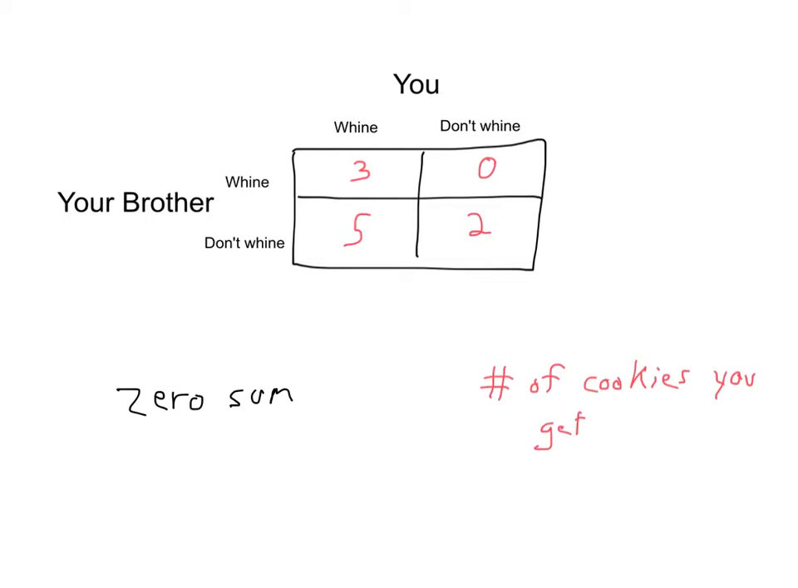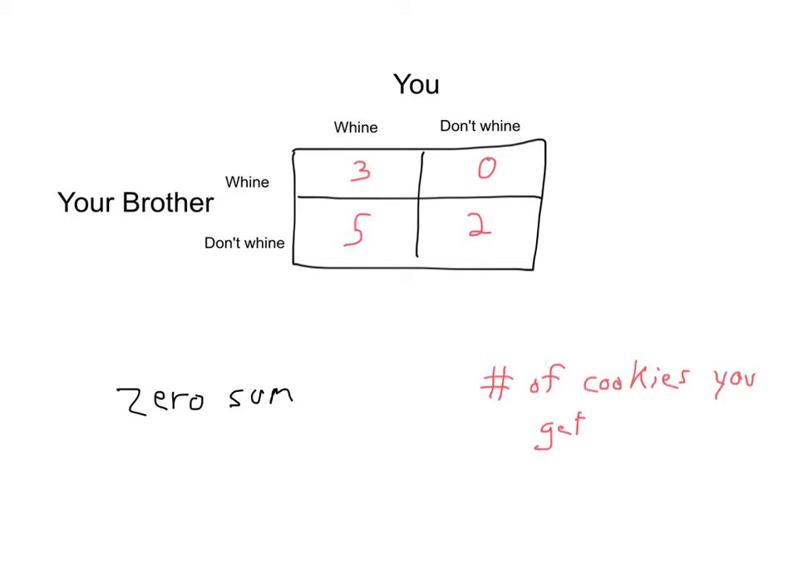Now there's something very important about this decision. Your brother can actually wait to see what you do before he decides what he's going to do, and you can wait to see what he's going to do before you decide what you're going to do. In other words, if your brother starts to whine, you can start to whine after that. If your brother doesn't whine, you can see that and decide not to whine or whine, whatever you want. And the same thing with him. If he sees you start to whine, he can start to whine if he wants, or he can decide not to whine. Now, under those conditions, what's going to happen here?